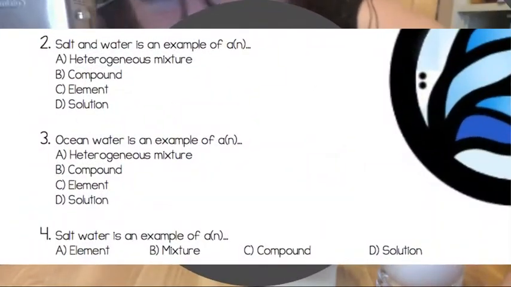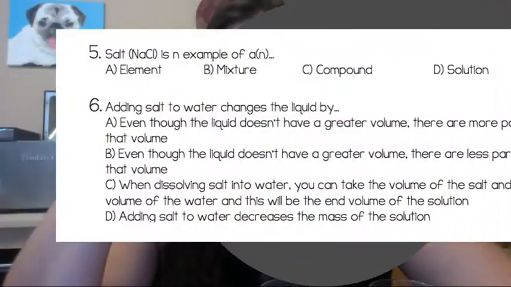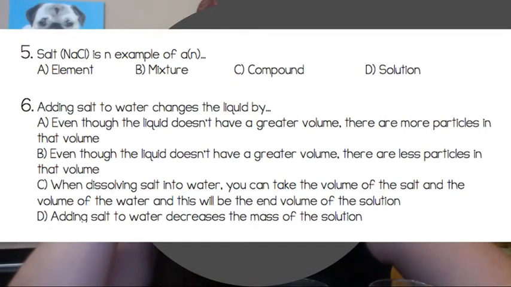All right, number 2, salt and water is an example of heterogeneous mixture, compound, element, or solution. Number 3, ocean water is an example of, think of all the fishies in the water too. Heterogeneous mixture, compound, element, or solution. Number 4, salt water is an example of an element, mixture, compound, or solution. Number 5, salt, NaCl, is an example of an element, mixture, compound, or solution.